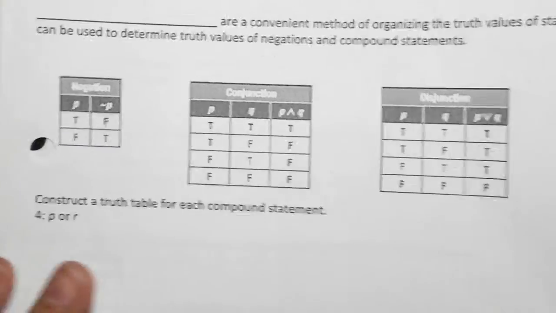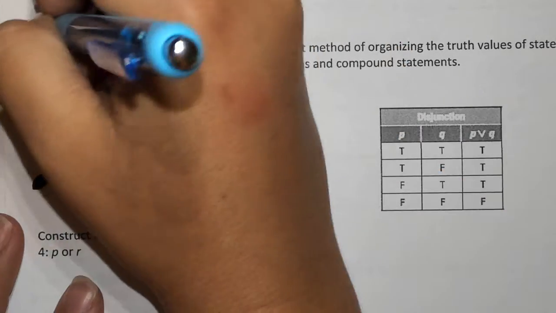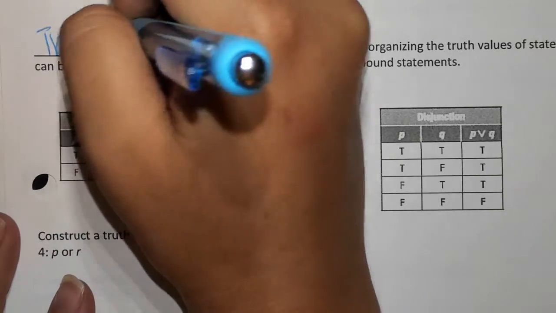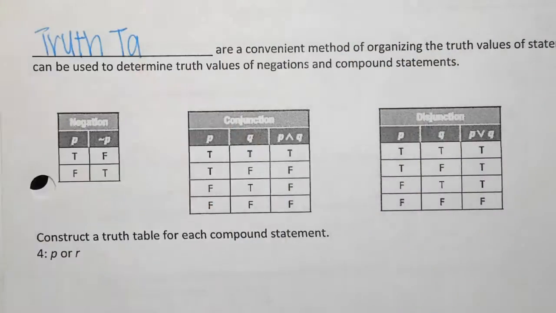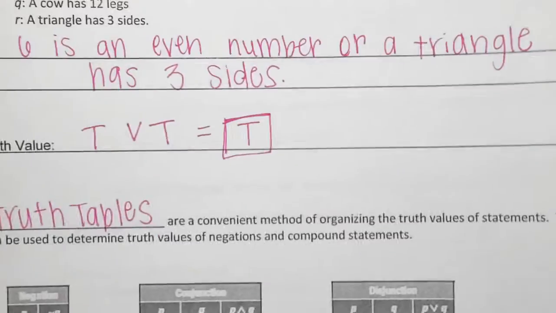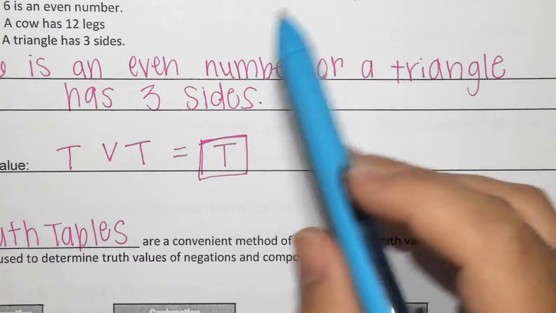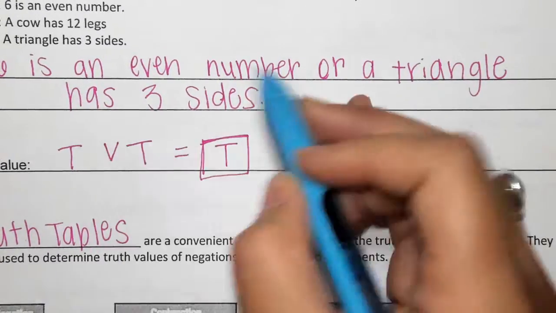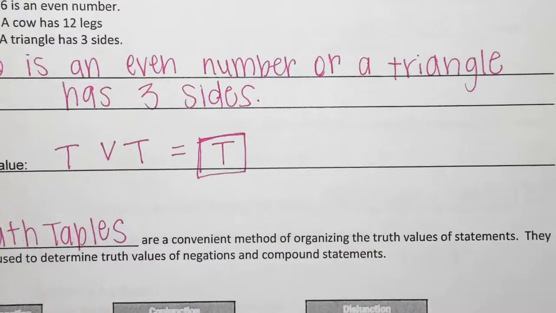Okay, good. So, next, we have these things called truth tables. Oh, I'm sorry. It was false. I mean true. 6 is an even number, which is true, or a triangle has 3 sides. True or true equals true.